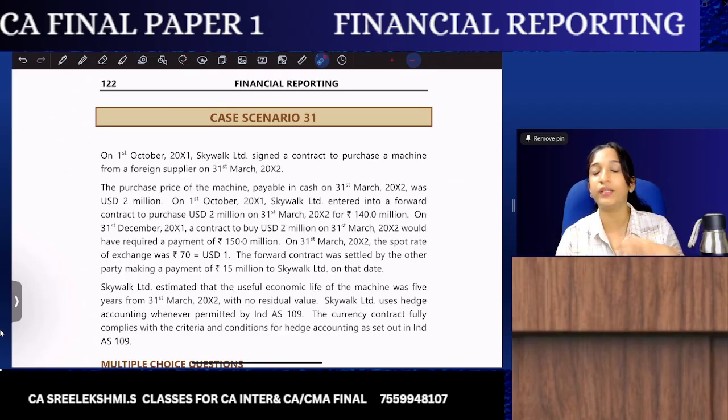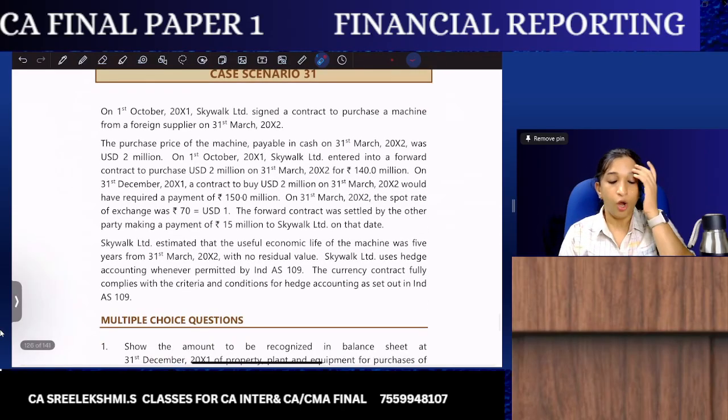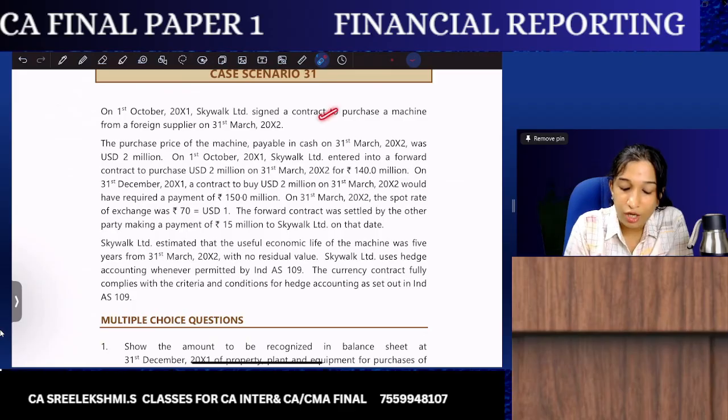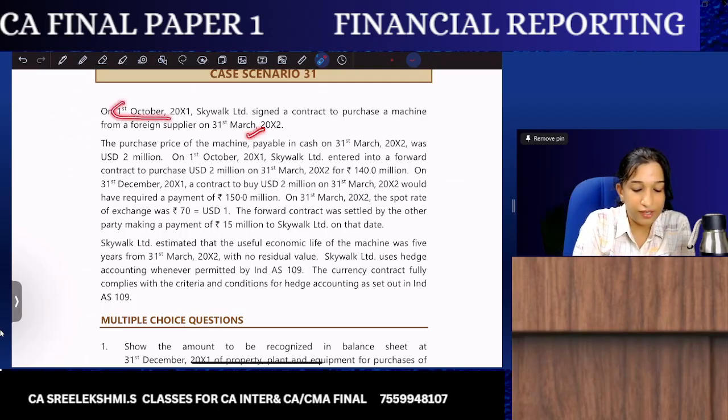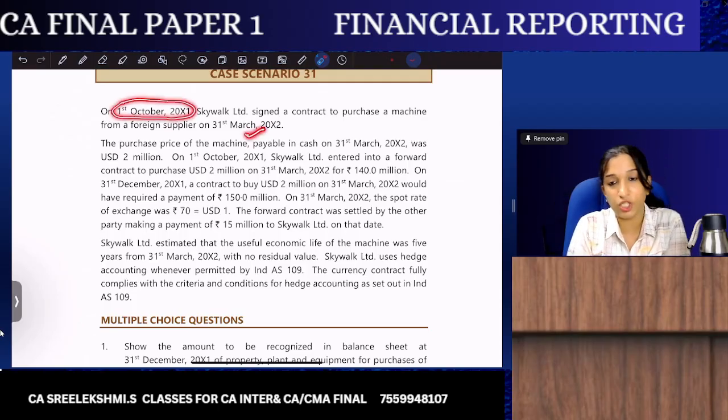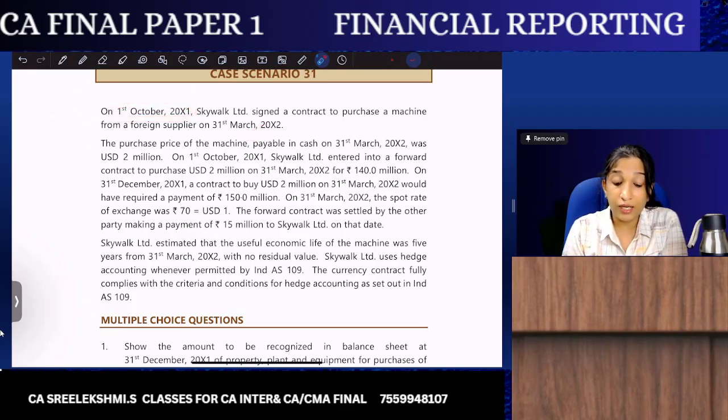So here we are doing the last 5 set questions, 31 to 35. So without wasting time, question number 31. On 1st October 2011, Skywork Limited has signed a contract to purchase a machine from a foreign supplier on 31st March 2012. So this is the date of entering into the contract to purchase a machine on 31st March. The purchase price of the machine, payable in cash on 31st March 2012, was 2 USD 2 million.